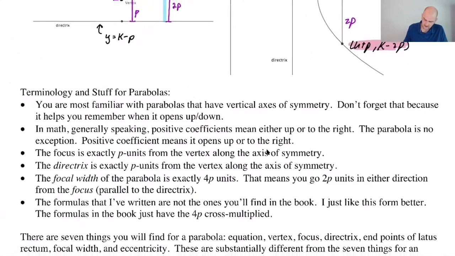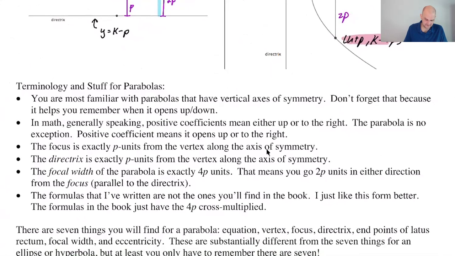You already know the up-down thing, positive coefficient. This is a thing in math that you kind of have to get used to. Positive coefficient means up or right. I never said what negative means. So negative means left or down. That's the opposite. That was weird that I didn't clarify that.